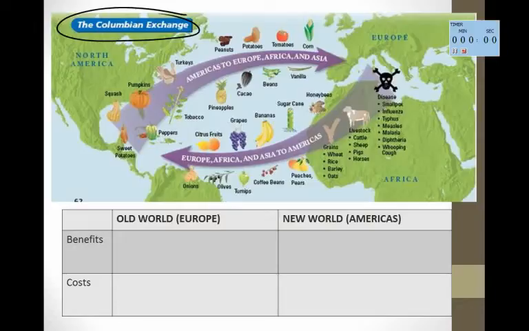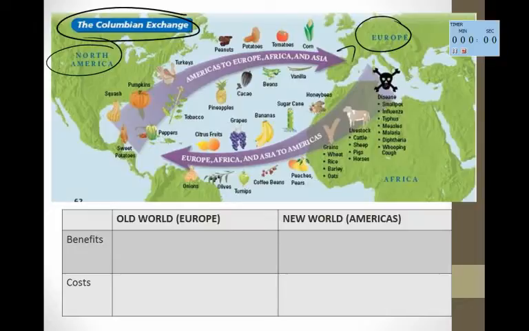Okay, so today we're talking about the Columbian Exchange first. What the Columbian Exchange was, was the exchange of goods between the Old World and the New World. So the Columbian Exchange was an exchange of goods from the Old World to the New World and back. Again, the Columbian Exchange was the exchange of goods between the Old World and the New World.